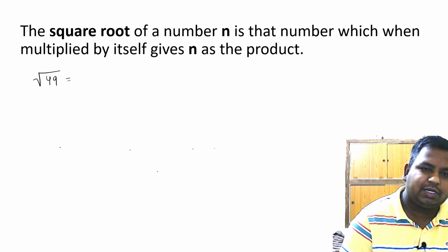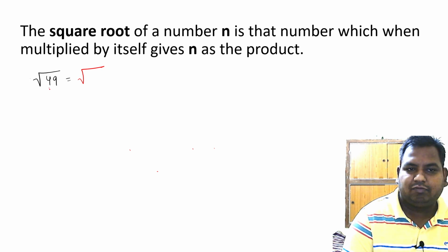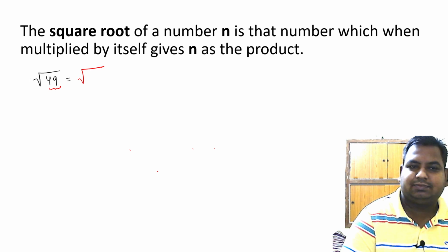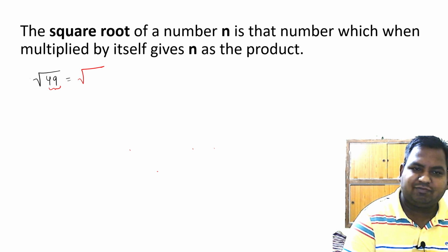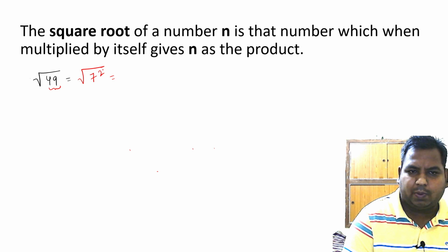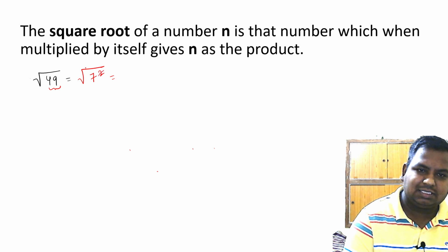We have to write 49 as the square of some other number. So I can write 49 as 7 square. The square and the root symbol get cancelled, and the final answer is 7. So the square root of 49 is 7.